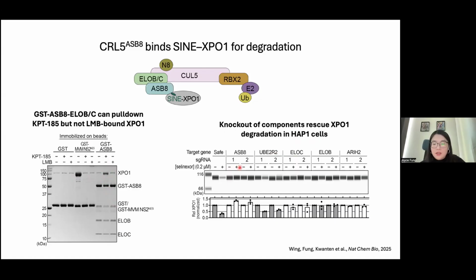And so he used CRISPR knockouts. And you can see here, if you knock out ASV8, Expo1 level is not decreased upon selinexor treatment. UBE2R2 is one of the possible E2s, and the levels are slightly restored. ELO-BC, both is necessary for Expo1 degradation in the cell. And REH2 is a known E3 adapter that actually primes ubiquitin for Cullin-5 systems. So this also supports our concept, our hypothesis, that it's Cullin-5.